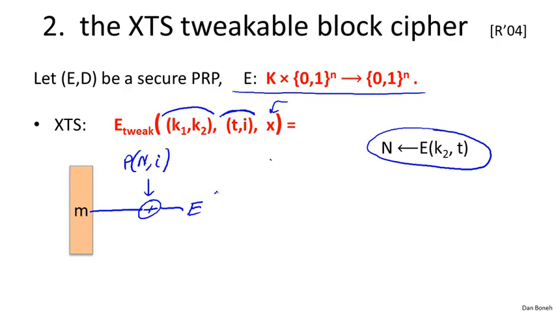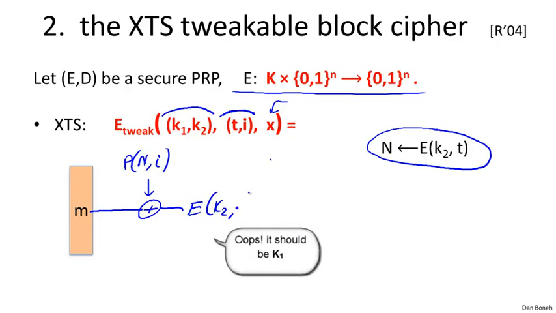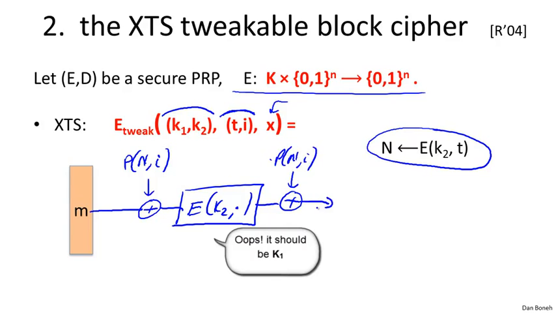The next thing we do is encrypt using the key K2. And then we XOR again using the same pad, so we XOR again using the pad of N applied to I, and the result is going to be the ciphertext, which we'll denote by C.